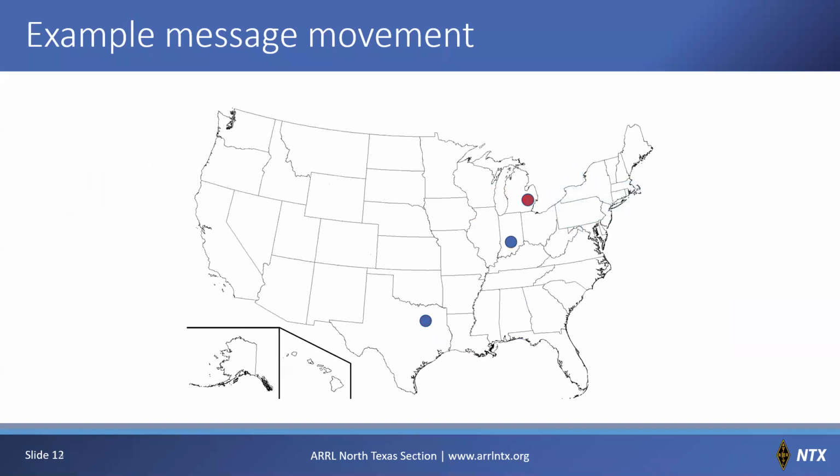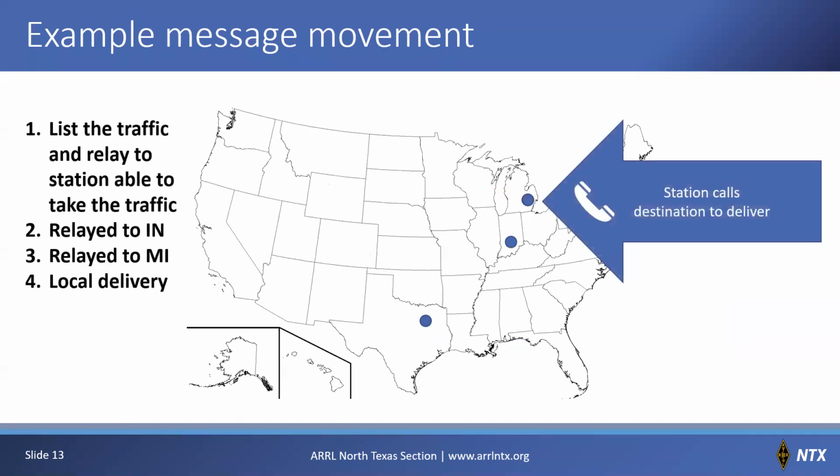And it just so happens that that station is about 5 miles away. And so that station went ahead and did, and it's out in the middle of nowhere, Michigan, so there's no local net. So that station went ahead with the final delivery, which is in the vast majority of these cases, a phone call.